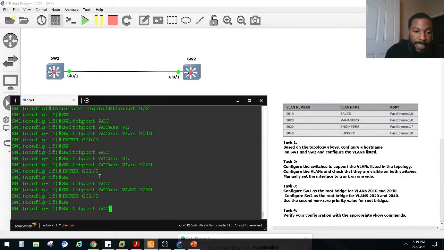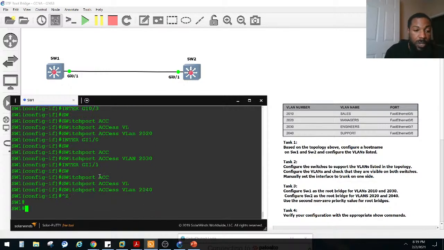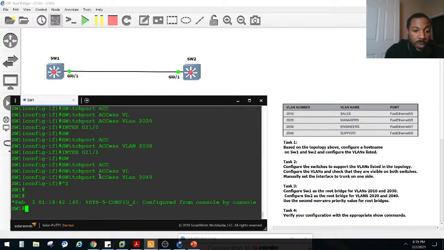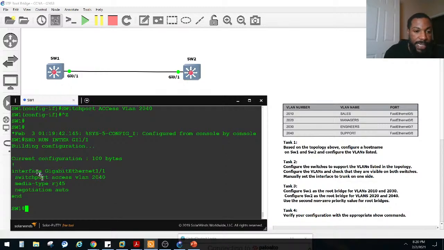Switch port access VLAN 2040. I don't know if I had to hard code those guys as access ports or not. Let's just do a show run interface gig 1 1 and see what he is. Yeah, he's in access VLAN 2040.